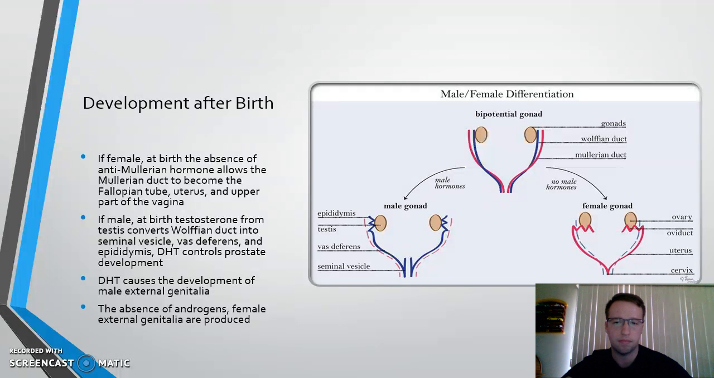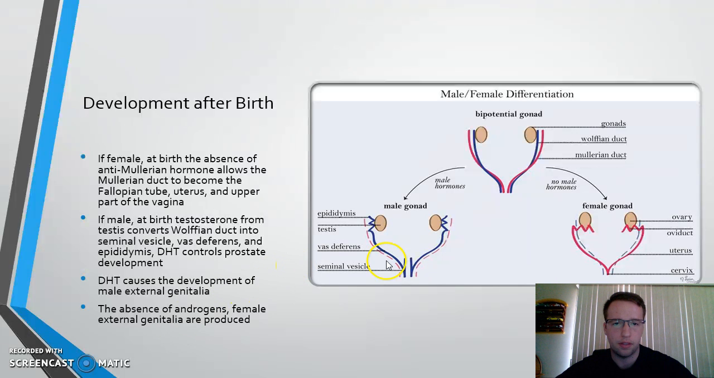male at that point because the testosterone from the testes converted the Wolffian duct into the seminal vesicle, again, the vas deferens, and the epididymis, because dihydrotestosterone controls the prostate development. DHT also causes the development of the male external genitalia, and in the absence of androgens, the testosterone and dihydrotestosterone, the female external genitalia are produced.